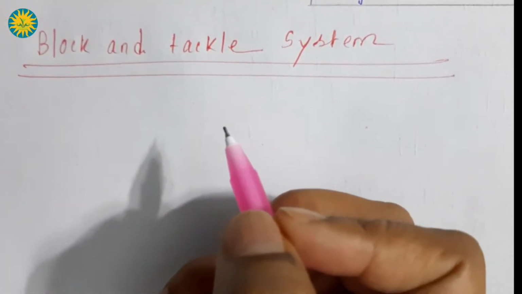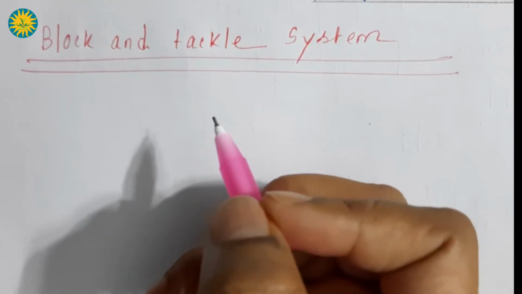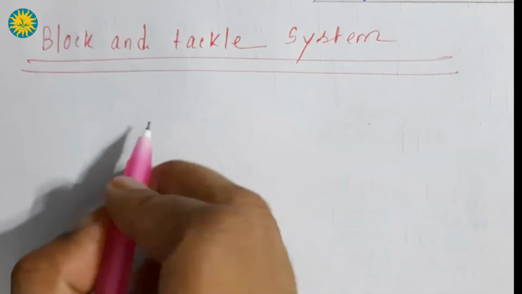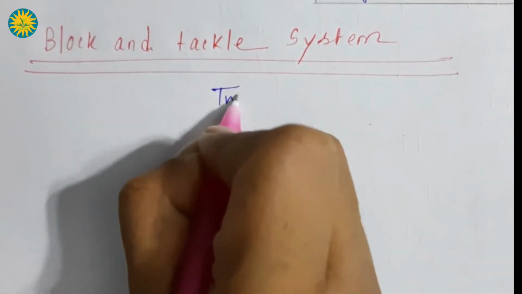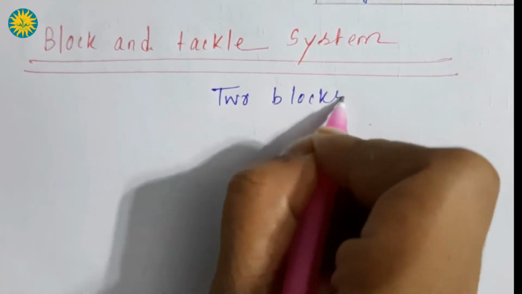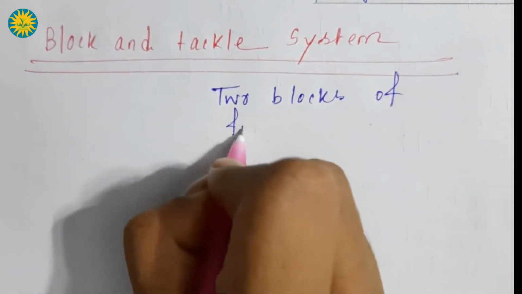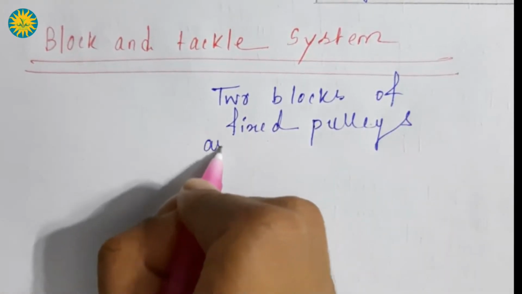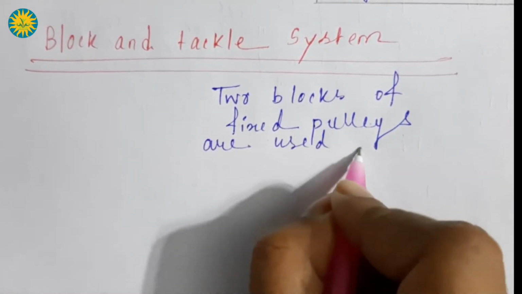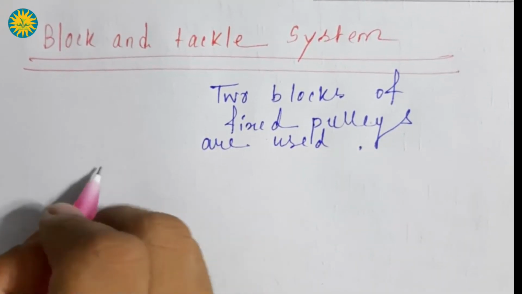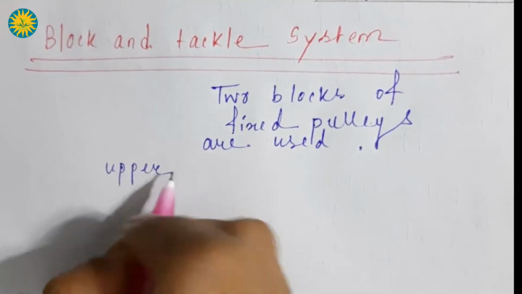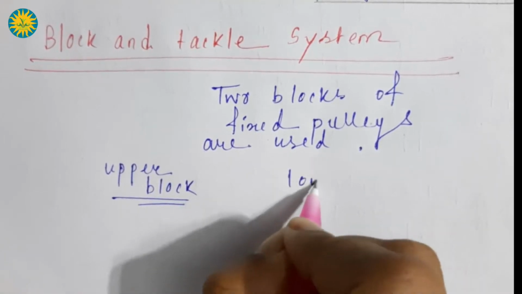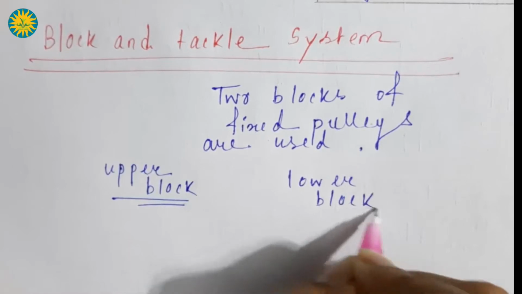Block and tackle system. For this system, you have to first understand that in this type of pulleys, two blocks of fixed pulleys are used. Okay, so you have two blocks, one is the upper block and one is the lower block. So there are two blocks.